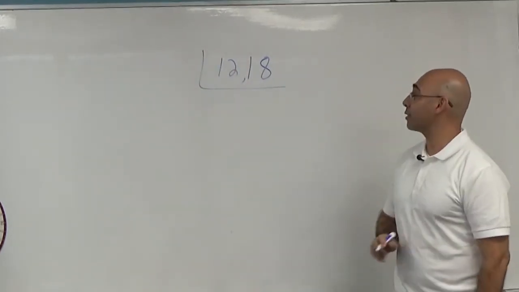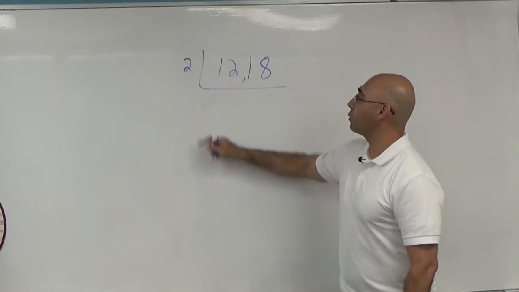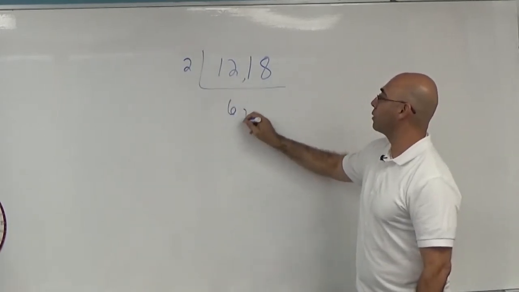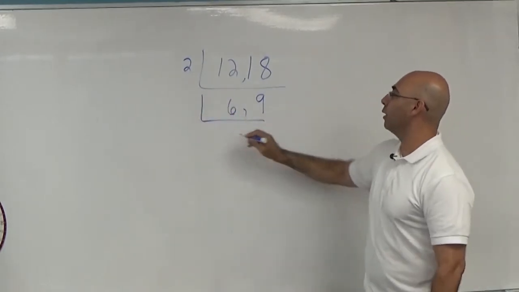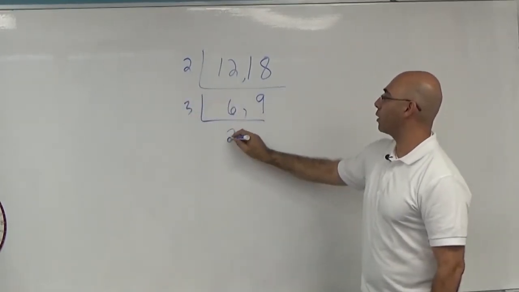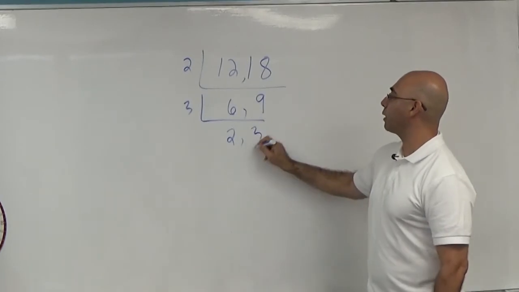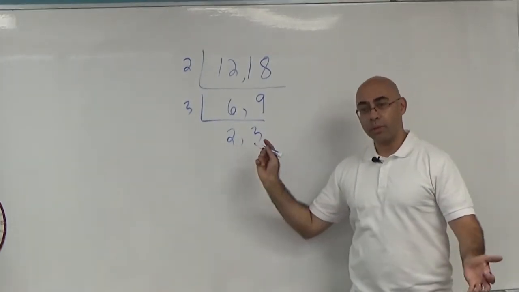We'll just reduce this. I know that 2 goes into both of those numbers. 2 goes into 12 6 times. 2 goes into 18 9 times. And he notices, ooh, I can reduce the 6 and 9 by 3. 3 goes into 6 2 times. 3 goes into 9 3 times. Can't reduce either one of those anymore.